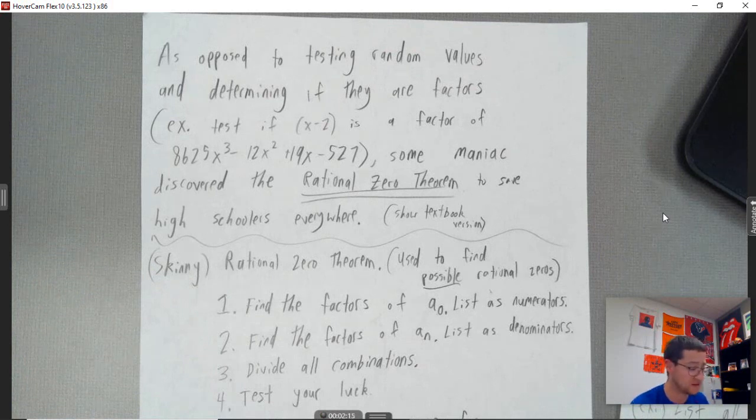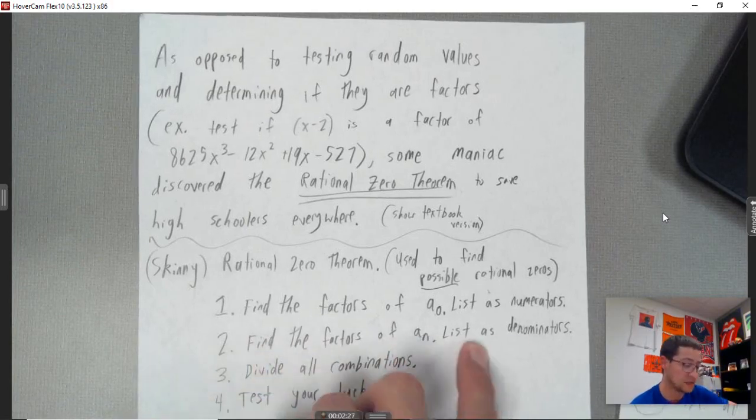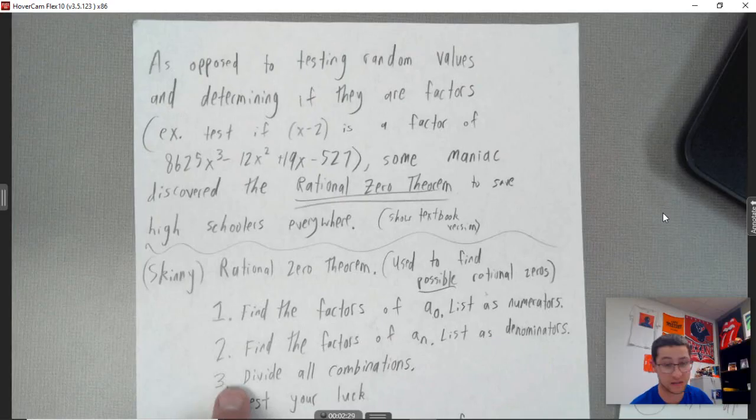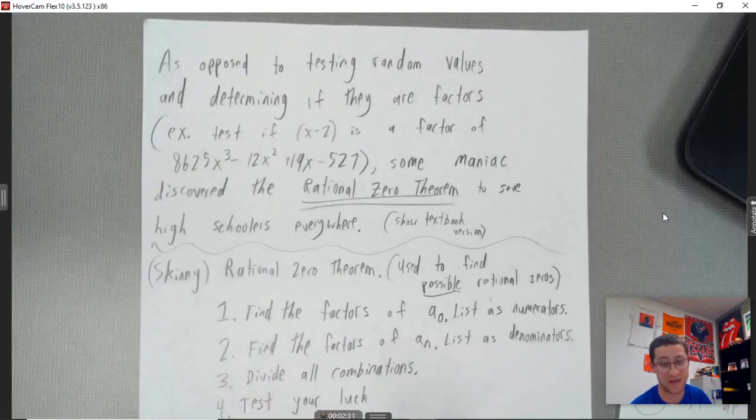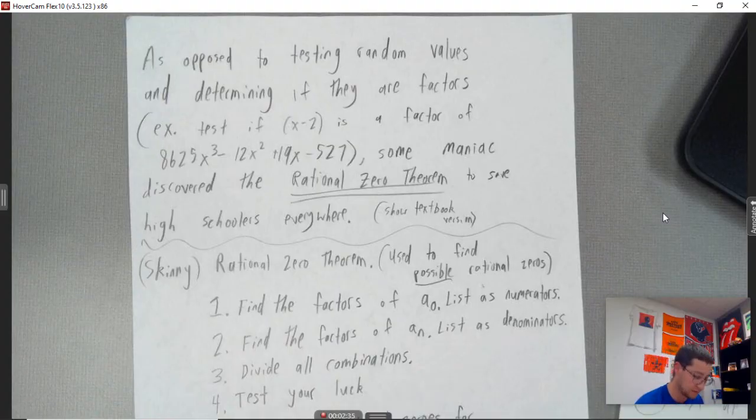So, step one: find the factors of a sub 0 and list them as numerators. I'll talk about what a sub 0 and a sub n mean in just a second. Step two: find the factors of a sub n, and list them as denominators. Step three: divide all combinations. And step four: test your luck in order to factor.